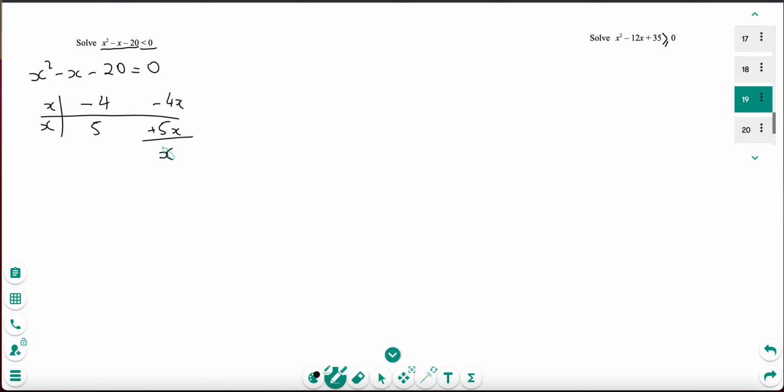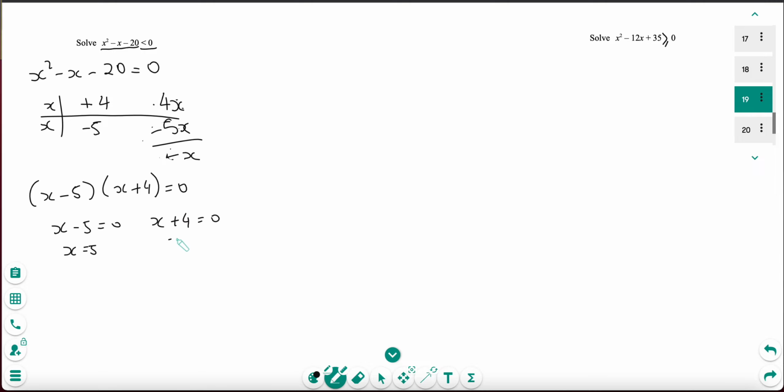That makes positive x. Okay, so maybe I want positive 4 and negative 5. That multiplies to negative 20. So 4x minus 5x makes negative x. So x minus 5: what minus 5 is 0? Well, x must be 5. Easy peasy. Something plus 4 is 0, so minus 4 on both sides: x equals minus 4. So we solved our quadratic.